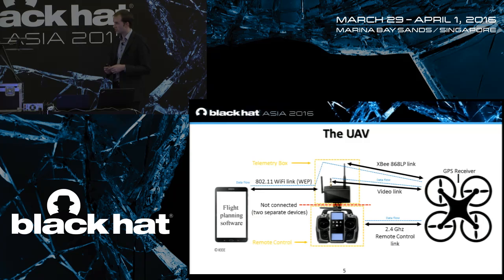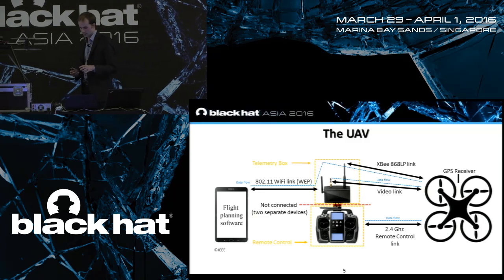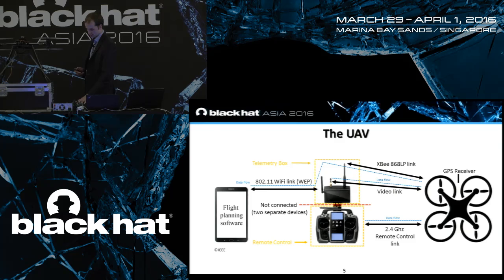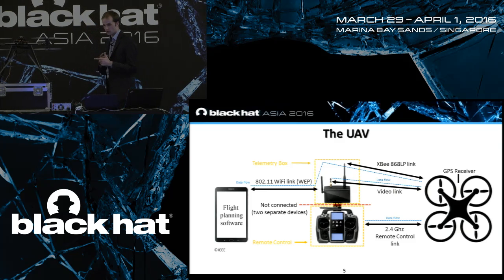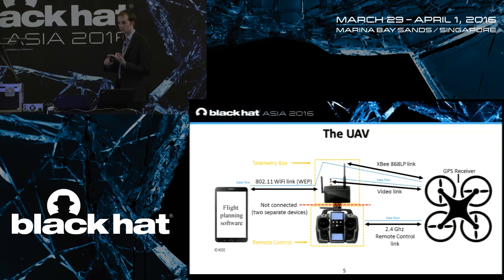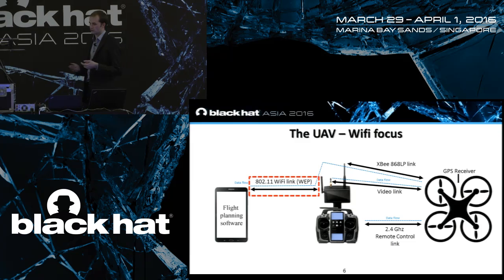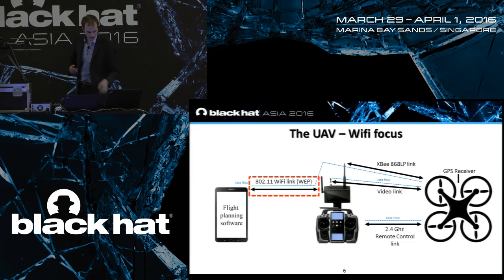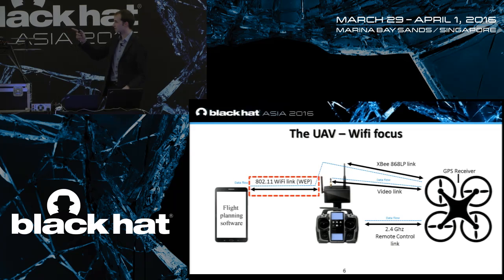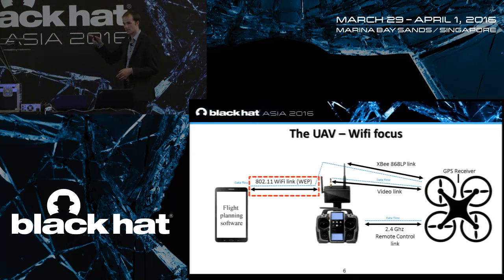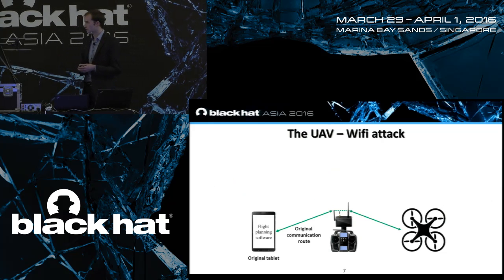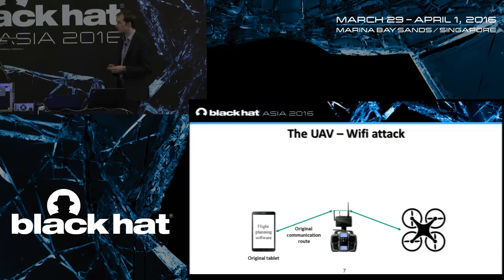Okay, so our research focused on the telemetry link because of two reasons. First, extended range, and second one, advanced capabilities and advanced features. And I will first talk about the Wi-Fi link. So as you might see, there is written WEP as an encryption scheme. You might know that this encryption scheme is weak, so it shouldn't be used.